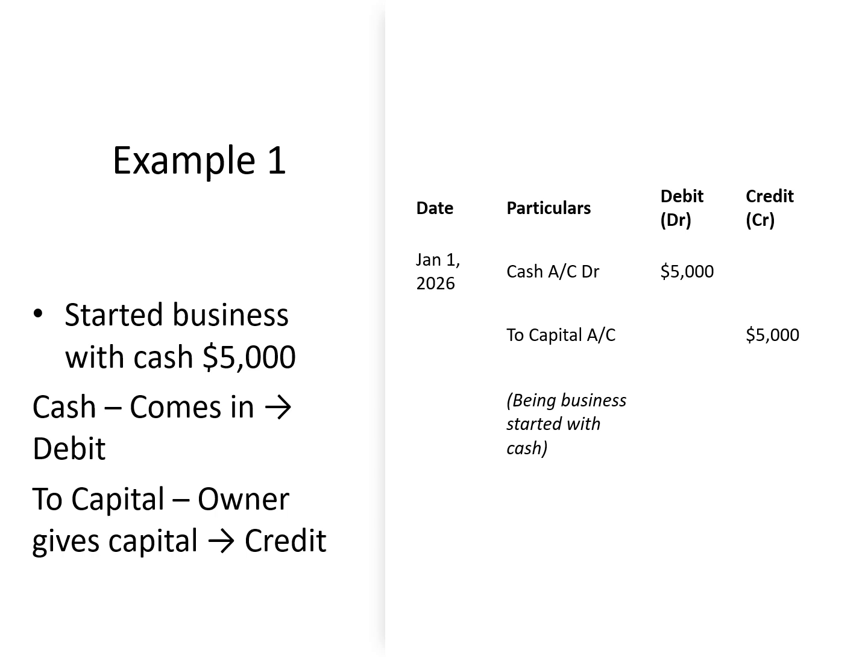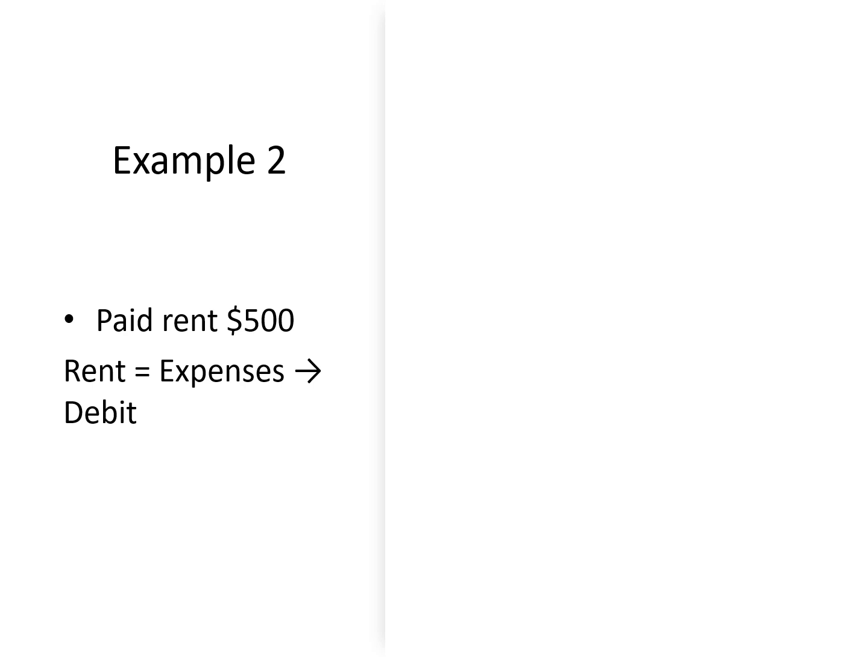So now let's look at example 2. Example 2 says we paid rent $500. So let's apply the rules. Step 1, we need to identify the account involved. The account involved is rent and cash. Rent relates to nominal and cash relates to real.